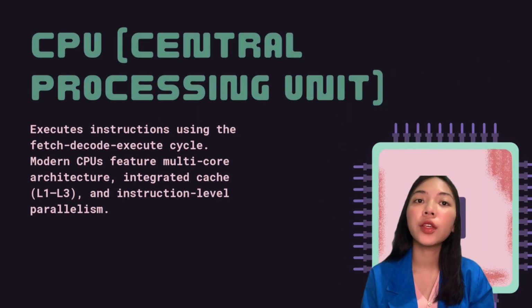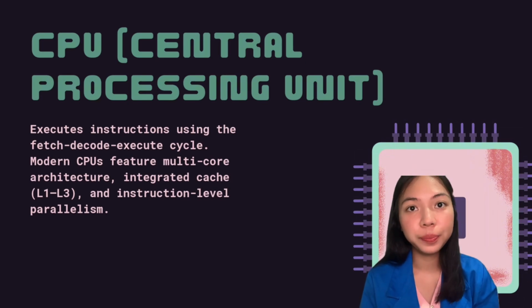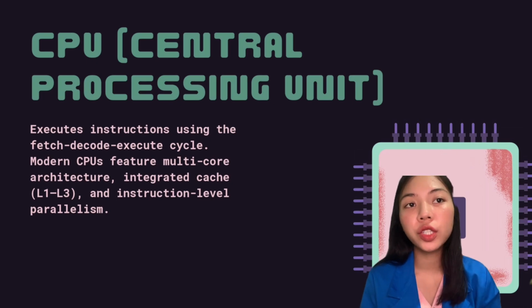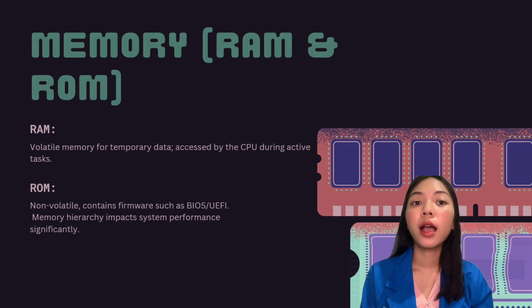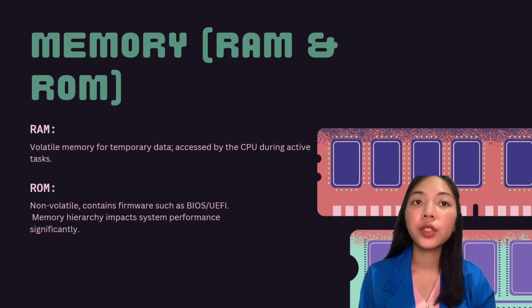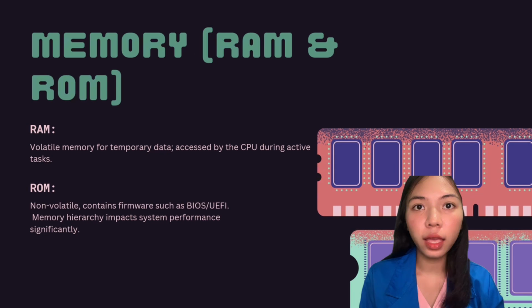It ensures all parts communicate through buses like PCIe and SATA. The CPU executes instructions using the fetch-decode-execute cycle, features multi-core architecture, and instruction-level parallelism. The CPU is the core processing unit. It handles instructions from applications using the fetch-decode-execute cycle. Modern CPUs are multi-core and use cache memory for speed. RAM, temporary volatile storage used during runtime. ROM, non-volatile memory containing firmware like BIOS or UEFI.